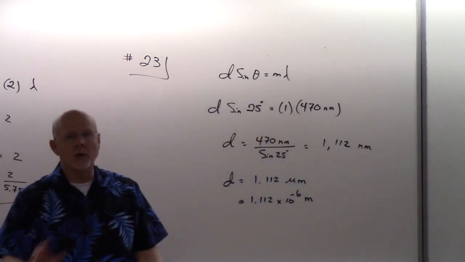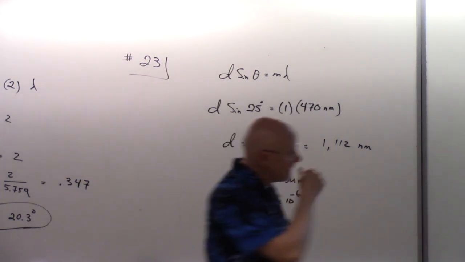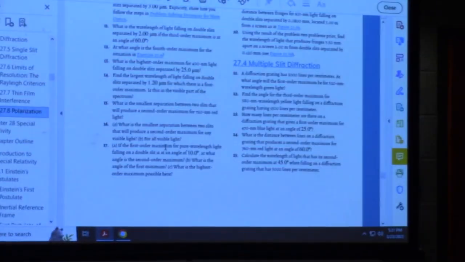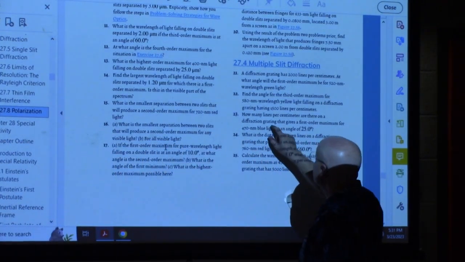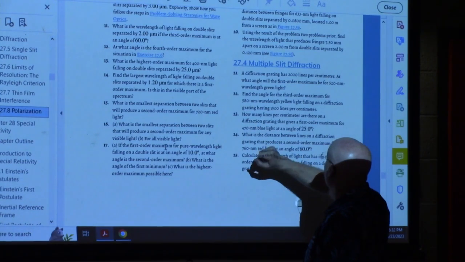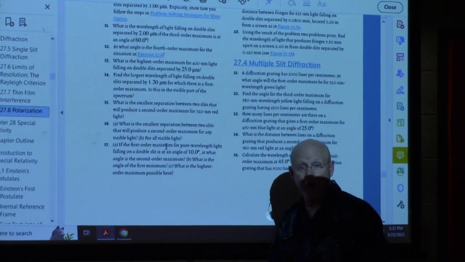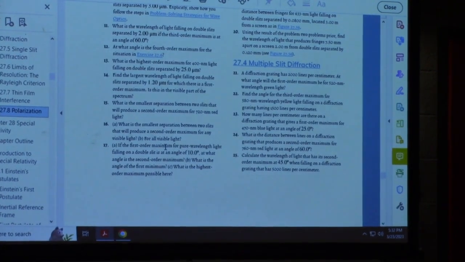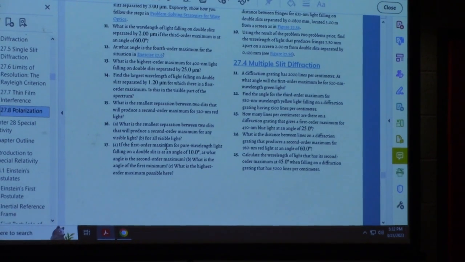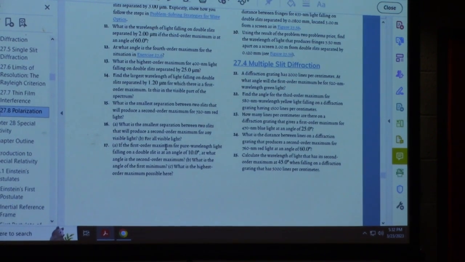However, I'm not done with the problem, and that's what I want you to see. Look at what they said here. They didn't ask for the distance between the slits. They say, how many lines per centimeter are there? So you might say what this D is the distance per each slit.